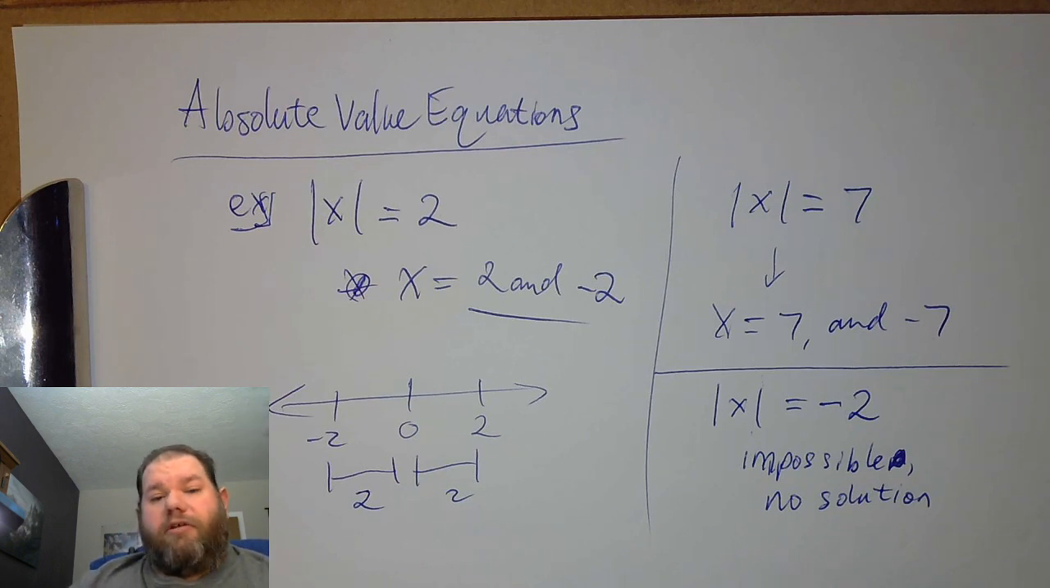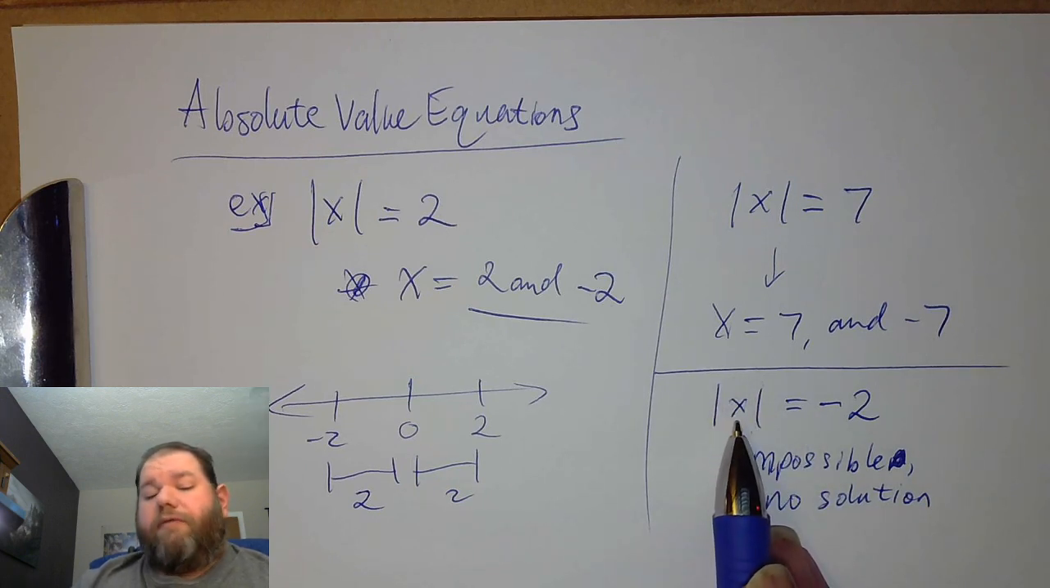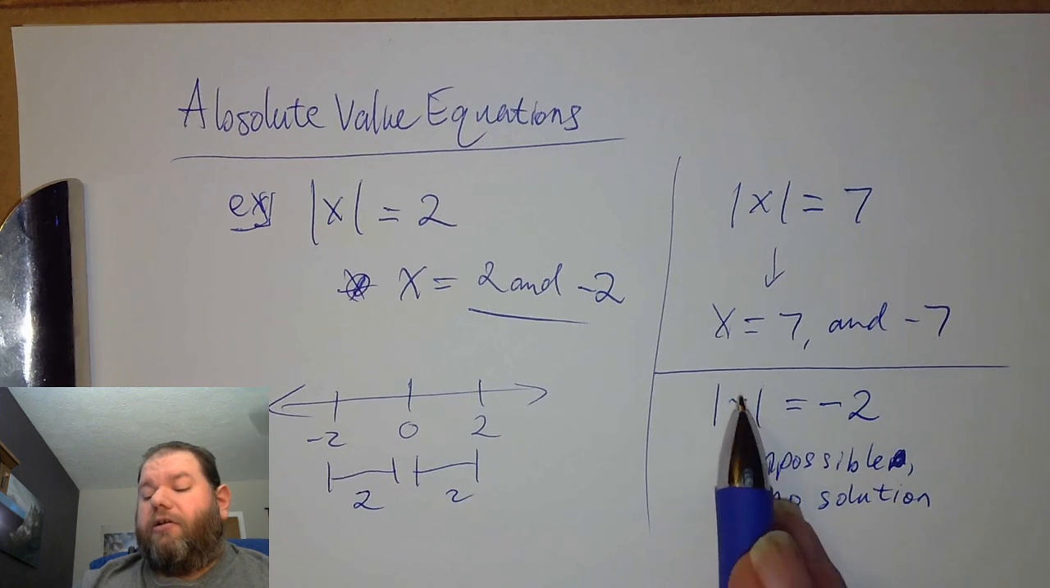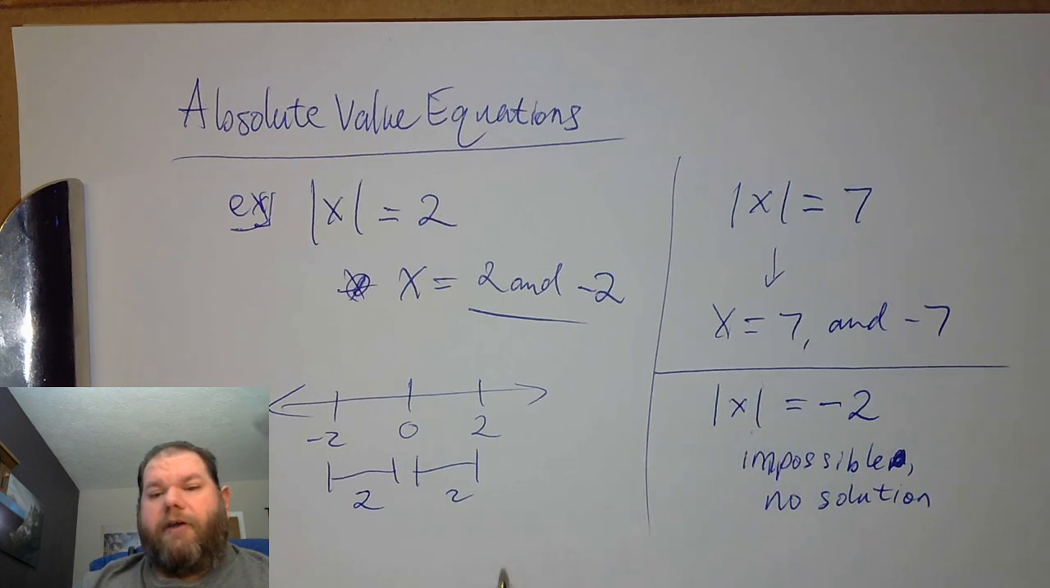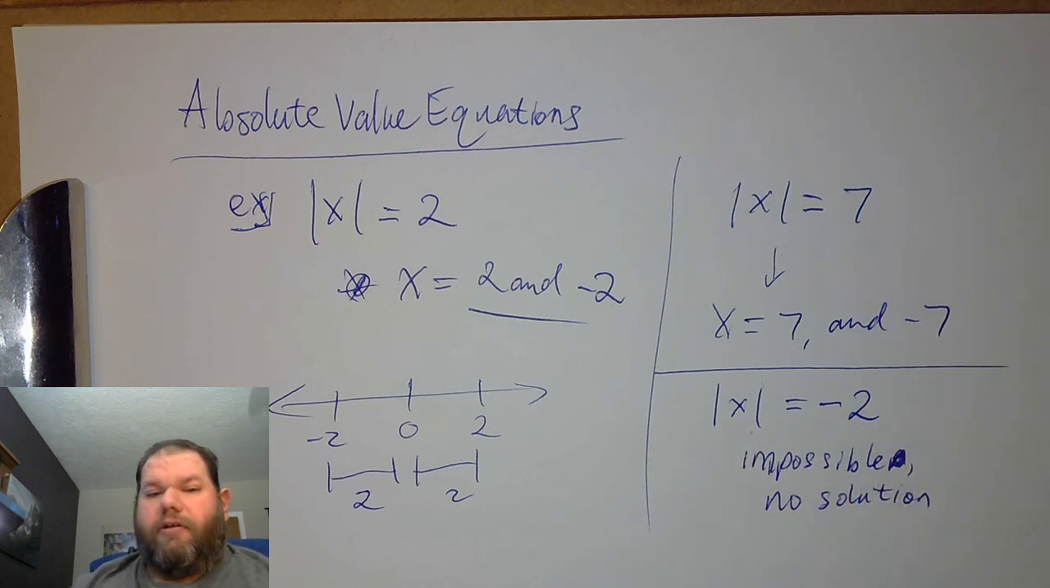So we cannot equal a negative number because by its very nature, whatever value we plug in here, taking the absolute value returns a positive number. It's never possible for a positive number to equal a negative. Therefore, there's no solution.